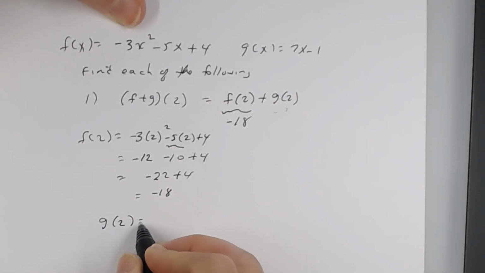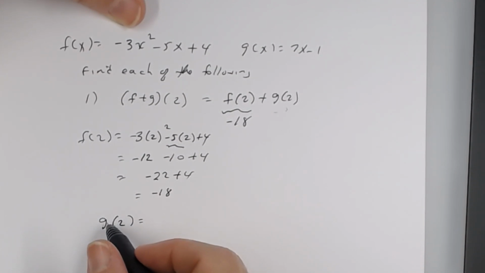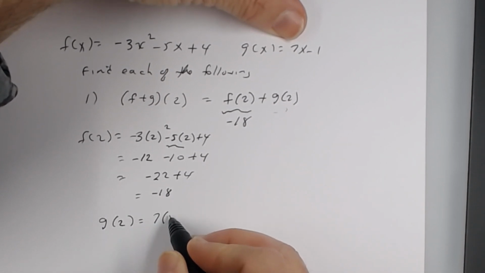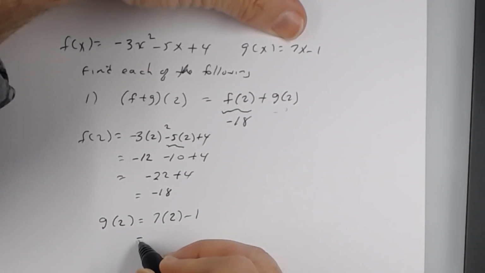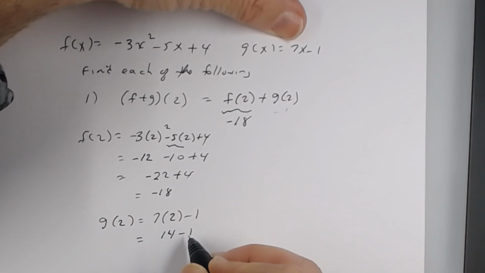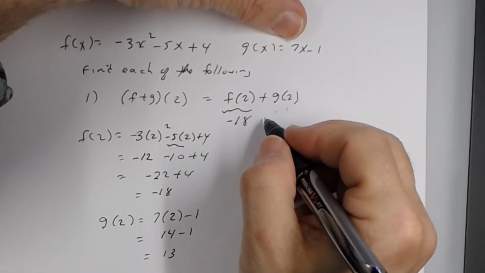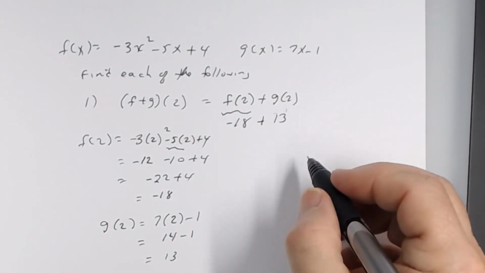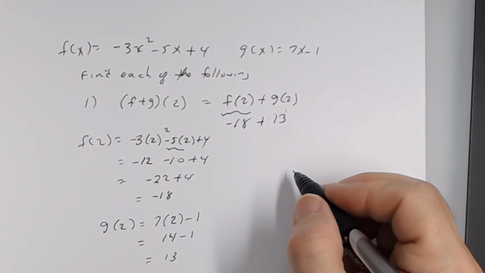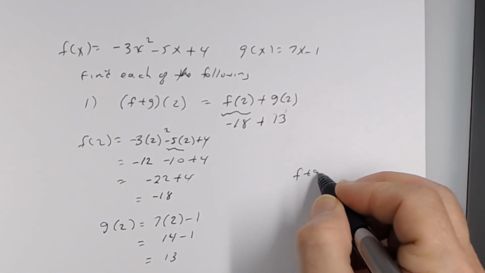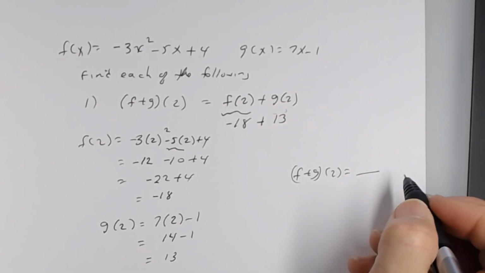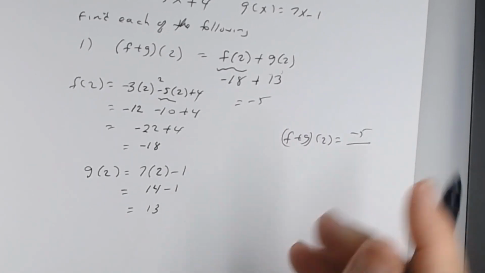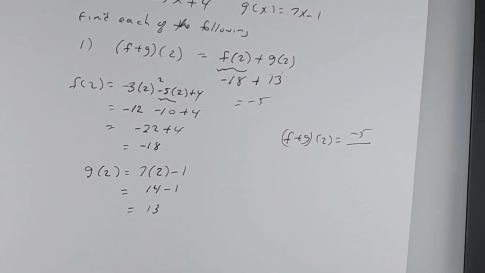So now we've got to find g of 2. To find g of 2, which function do I go to? G. So g of 2, you're going to say 7 times what? 2 minus 1. And what's 7 times 2? And what's 14 minus 1? 13. So that becomes negative 18 plus 13. So therefore the test or the worksheet is going to say f plus g at 2 equals blank. So what's going to go in that blank? Negative 5. Very good. Negative 5. That's all you did.